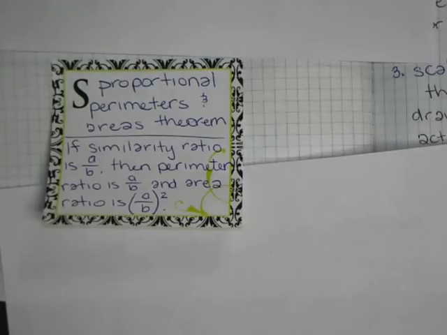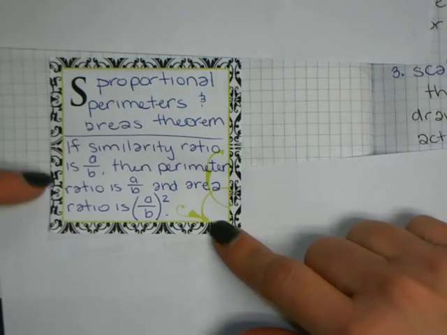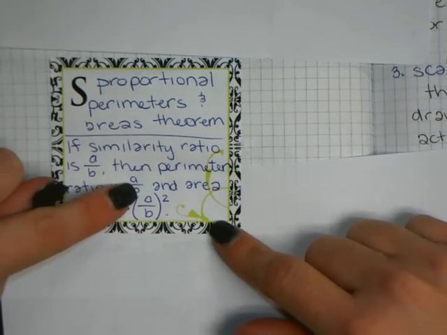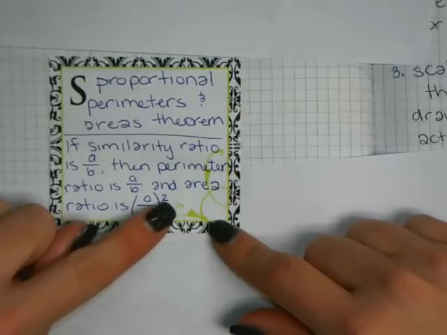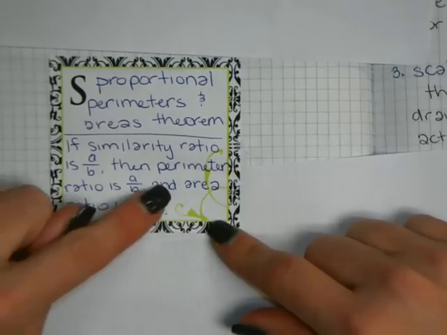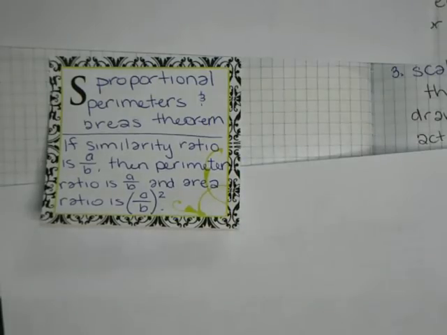Okay, and welcome back. Our proportional perimeters and areas theorem states that if a similarity ratio is A to B, then the perimeter ratio is A to B, and the area ratio is A to B squared, or we can say A squared over B squared.